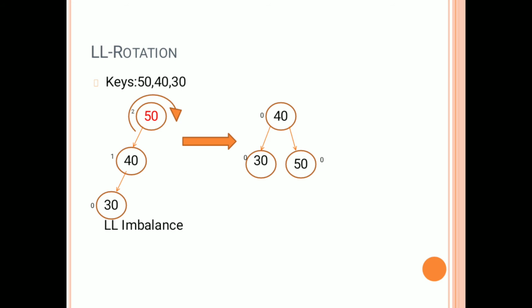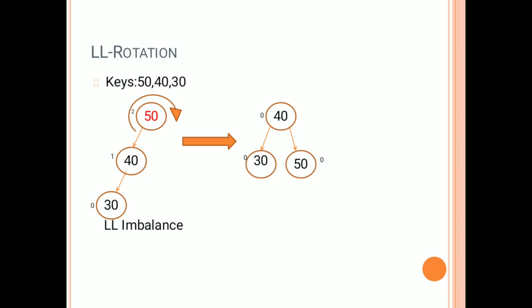So the tree became imbalanced because the balancing factor of 50 is 2, because 50 has left weight but no weight on the right side. So the balancing factor of 50 is 2. That violates the balancing factor condition of an AVL tree.